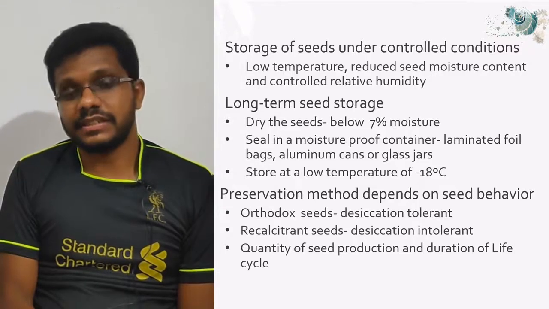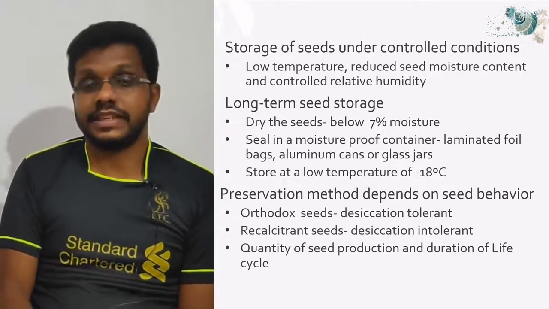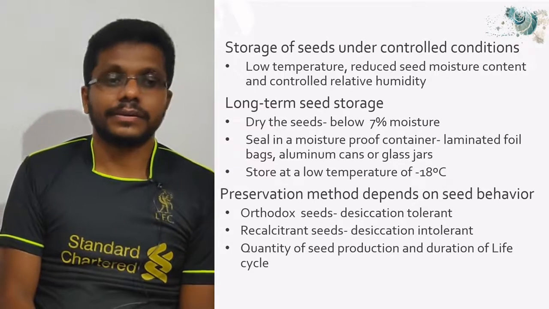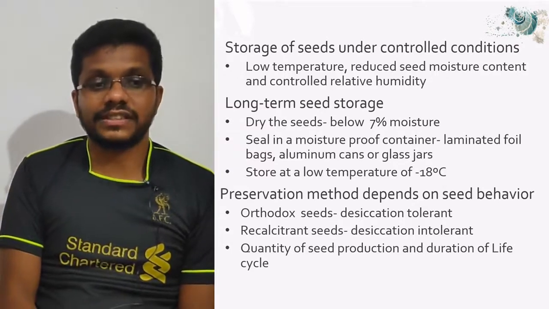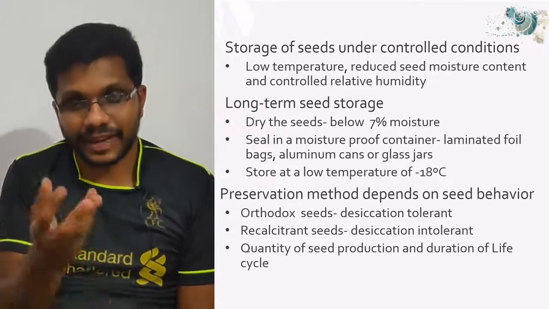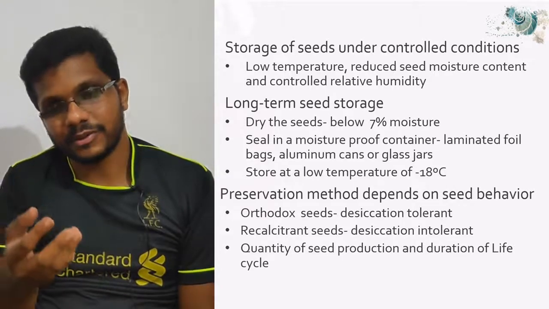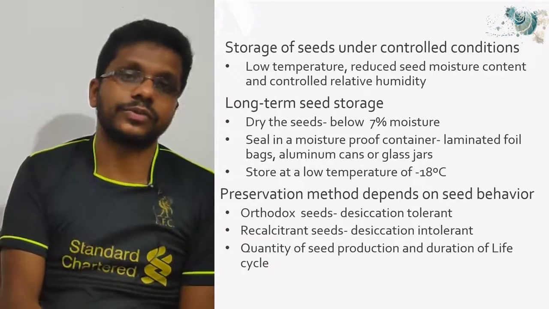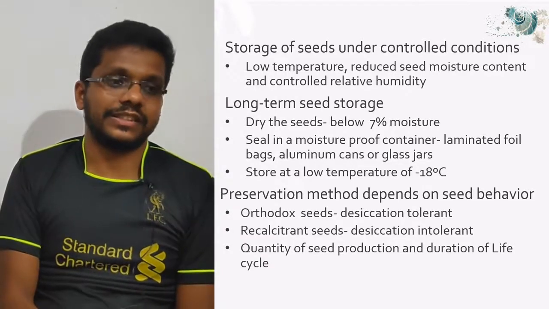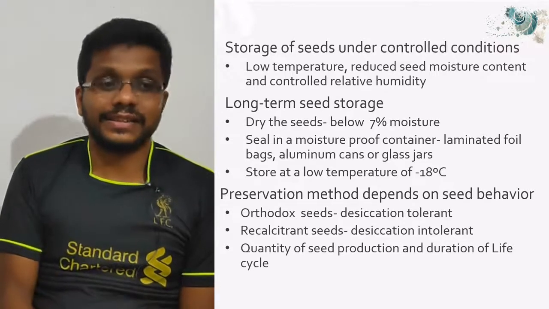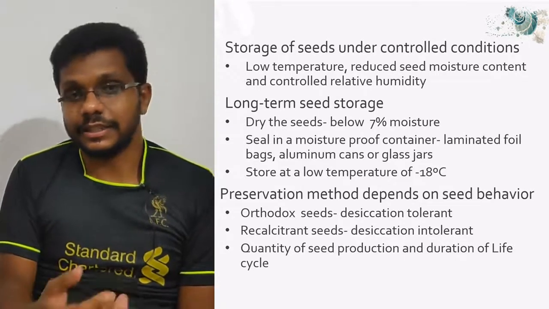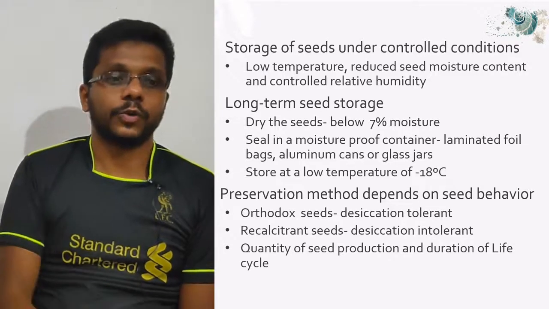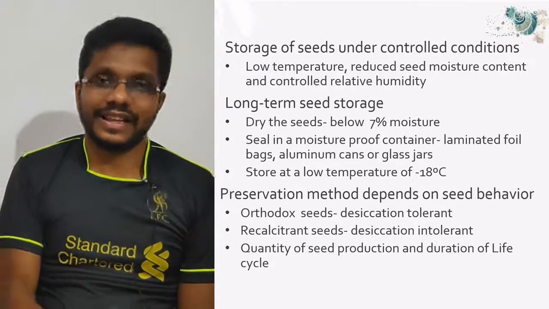And the preservation method always depends on the type of seed and behavior of the seed. Some seeds are called orthodox seeds. Orthodox seeds are desiccation tolerant. The seeds can be dried and stored for a long time. And the other type is recalcitrant seeds. They are desiccation intolerant. If you dry the seeds, their germination capacity will be lost. Such seeds are called recalcitrant seeds.